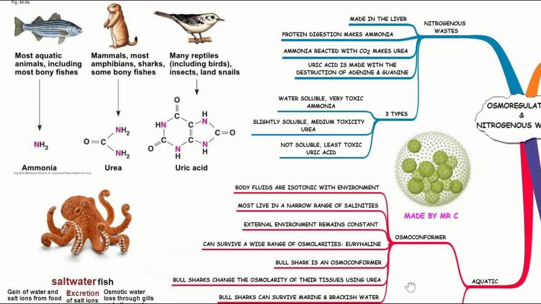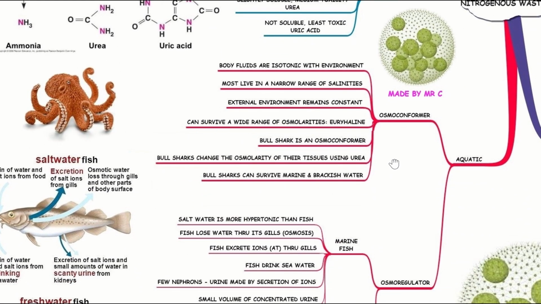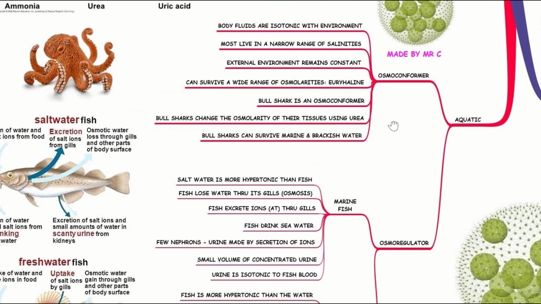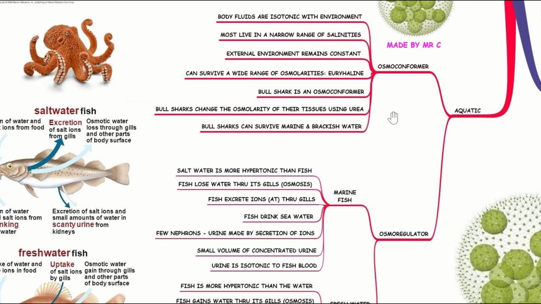Okay, then we're going down to osmoconformers and osmoregulators. Now, an osmoconformer is an organism that keeps its body fluids isotonic with that of the environment. It saves a lot of energy on osmoregulation because it doesn't have to do it, but it lives in a narrow range of salinities. The external environment remains constant, and therefore the osmolarity of, say, the octopus remains constant as well.